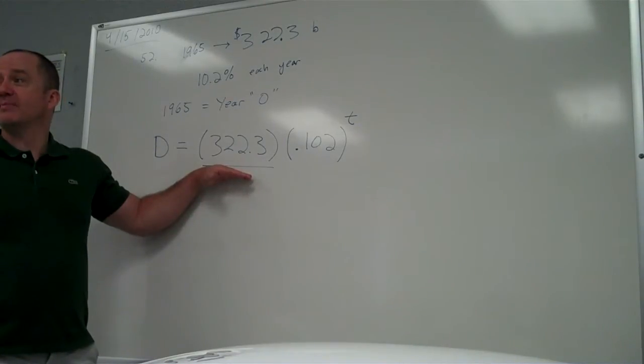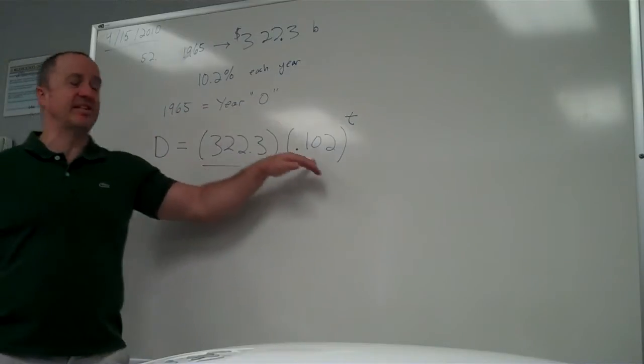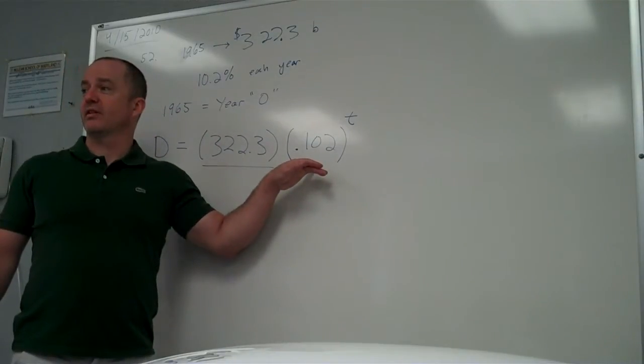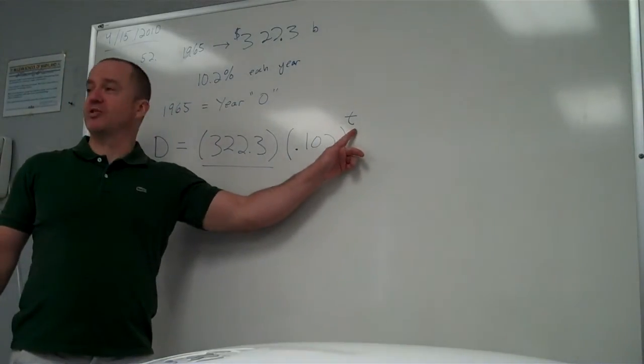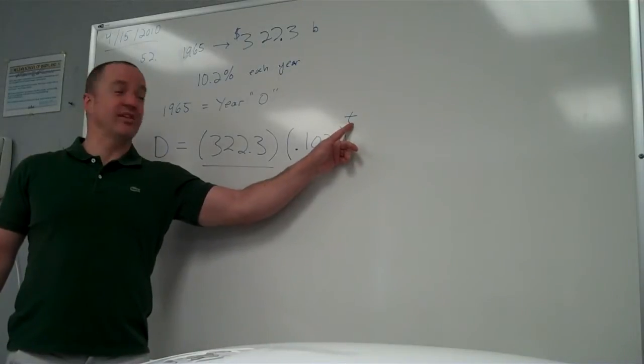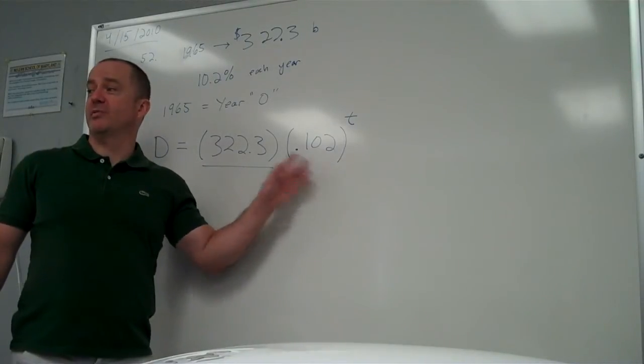I'm just deciding that 1965 is going to be the same as 0. How do you get a 0 from anything? A 0 is fine as an exponent. Anything to the 0 power is 1. So then you multiply it by that.